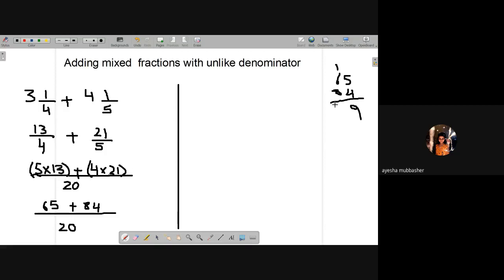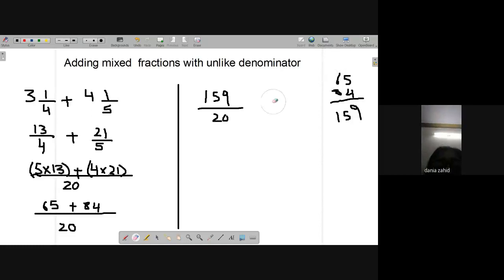189. 159, I guess. Teacher, 6 plus 8 is 14. Oh yes, I added a carry. Sorry, there is no carry. 149. Yeah, it is 149.